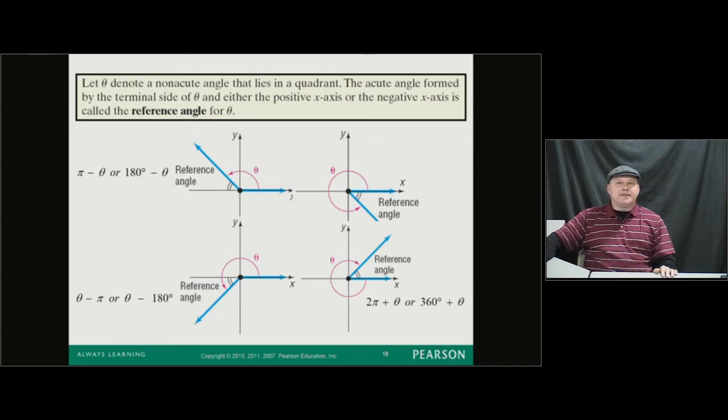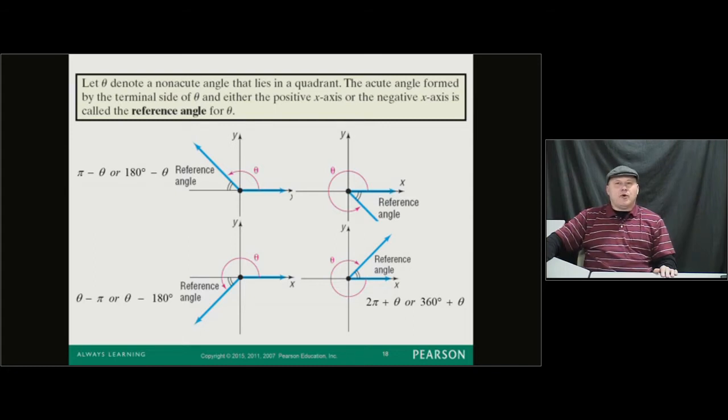Now this one here is a negative angle that ends up in the first quadrant. So if it's up in the first quadrant, what we're going to do is basically find a coterminal angle by adding 2 pi to that, or adding 360 degrees to that, because it's already going to be between negative 270 and negative 360. So by adding either 360 or adding 2 pi to that, it ends up being an acute angle. So the reference angle is the angle from the positive x-axis to the terminal side.